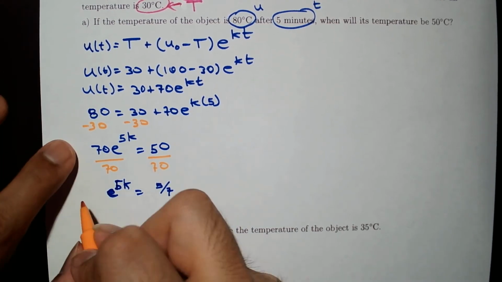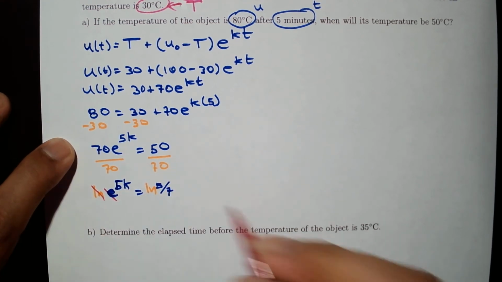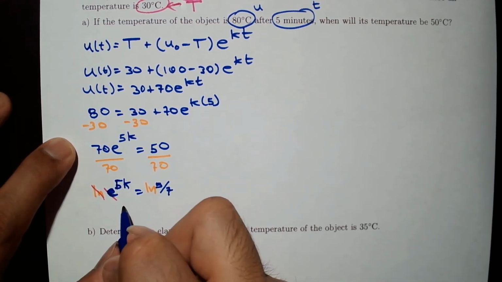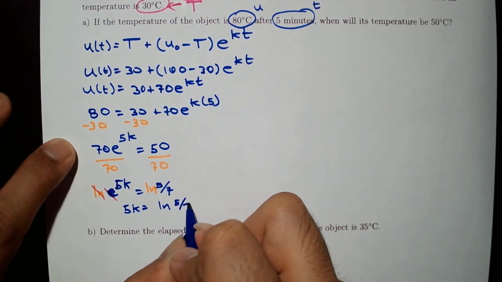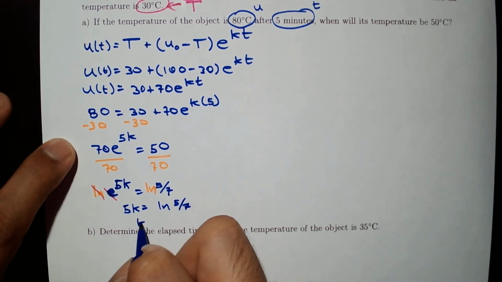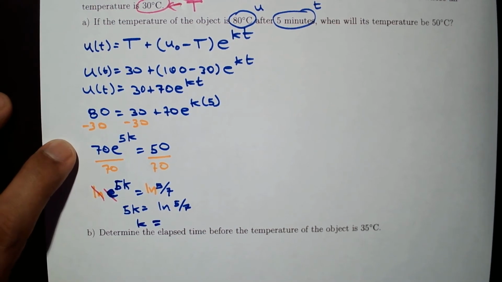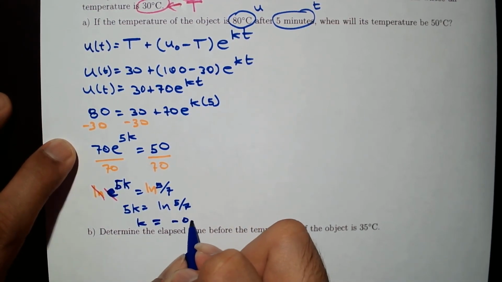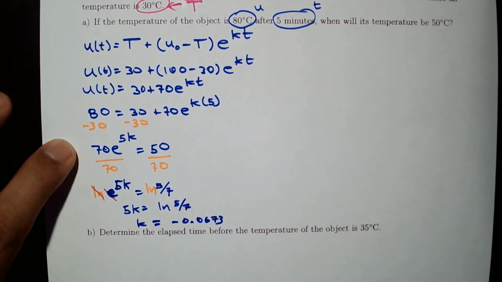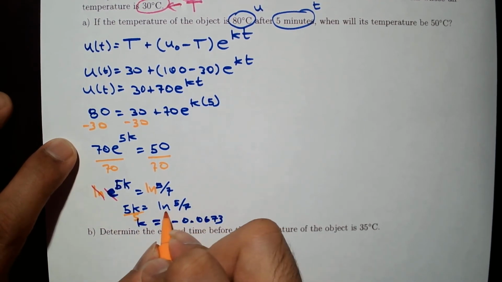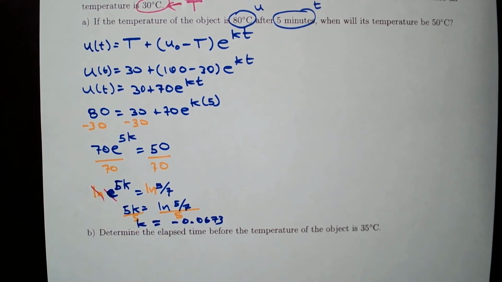And again, in order to get rid of the exponential, we take ln to both sides. Cancel, cancel, and we get 5k equals ln of 5/7, and divide both sides by 5 to get k approximately, using decimals, negative 0.0673. Okay, where do I get that? Well, divide both sides by 5. Plug this in the calculator, you should get this as decimals.